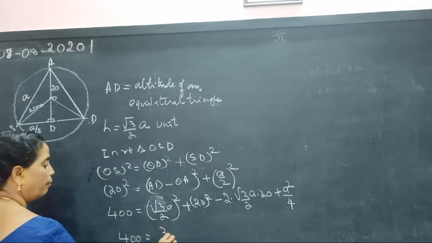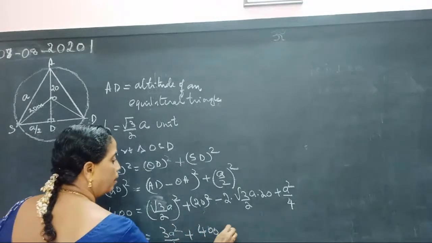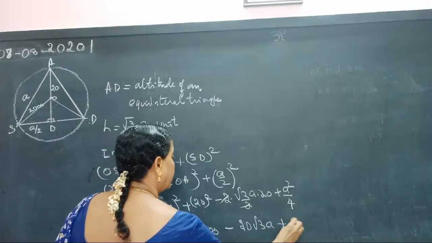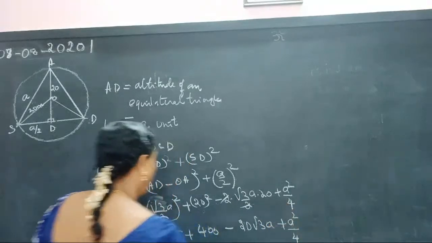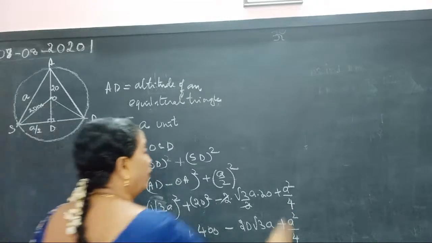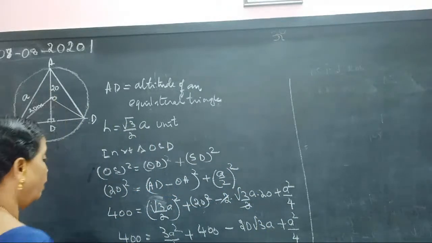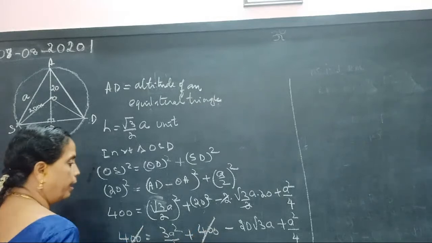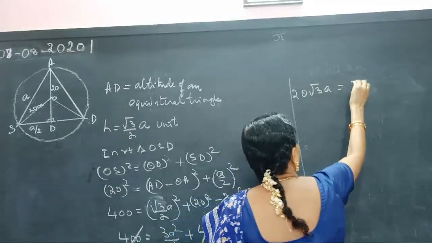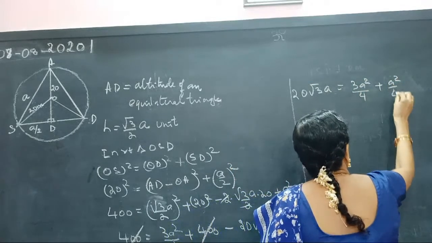400 equals 3A square by 4 plus 400 minus 20 root 3A plus A square by 4. We require the side of an equilateral triangle, that is the length of the telephone toy thread. So now we cancel 400. What we get? 20 root 3A equals 3A square by 4 plus A square by 4.